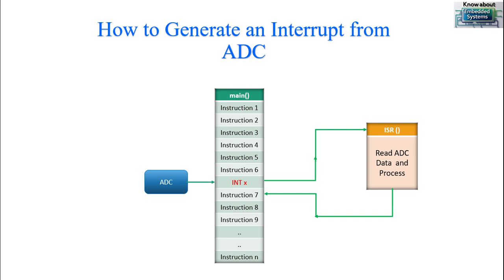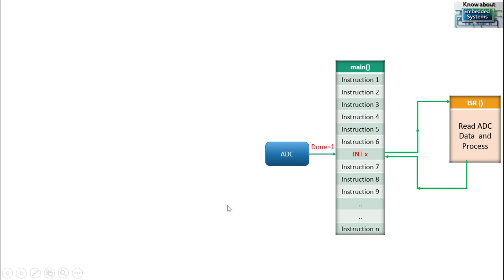So guys, ADC, you know that already, plays a very important role in our embedded system. Without ADC also it is not possible to design an embedded system. But today we will discuss how to generate interrupt from ADC. So how to generate interrupt from ADC? Now let us see here.